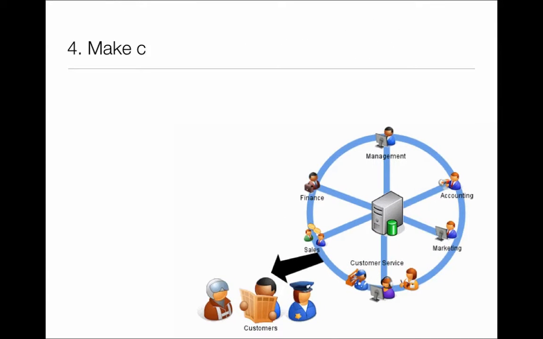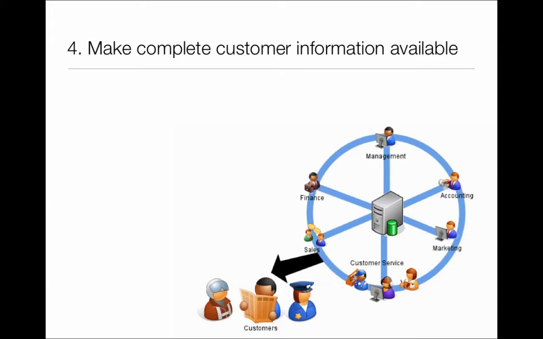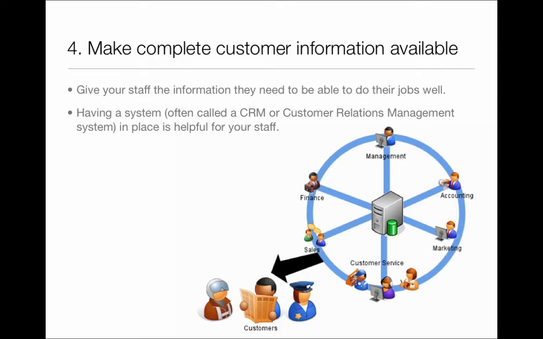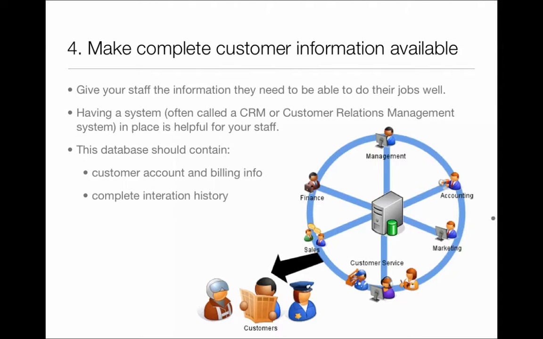Okay, back to our 8 tips. Here's number 4. Make complete customer information available. Give your staff the information they need to be able to do their jobs well. Having a system, often called a CRM or Customer Relationship Management System, in place is helpful for your staff. This database should contain customer account and billing information, complete interaction history, order history with tracking information.